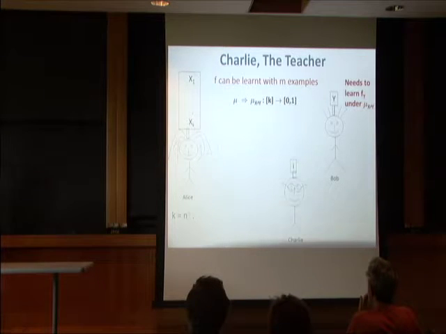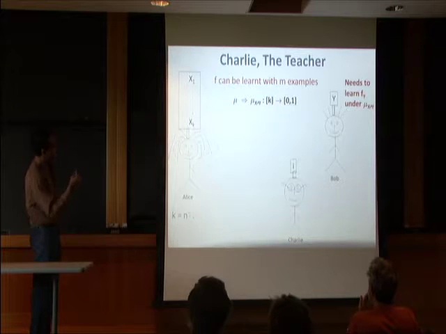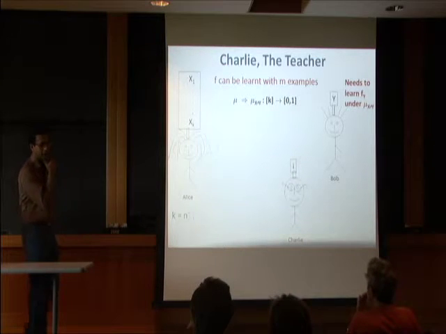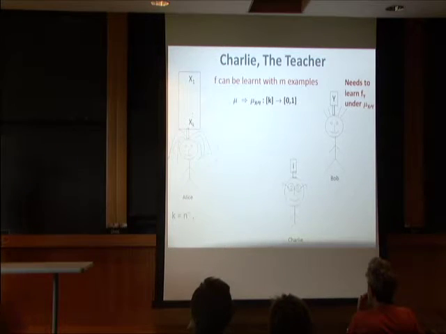As I said, this is a learning theoretic result. The point of view is that the player Bob needs to learn Fy under this distribution mu on x cross y, right? If he can do that, then it's fine. And Charlie is going to be the teacher. So having said that, it's obvious, right?